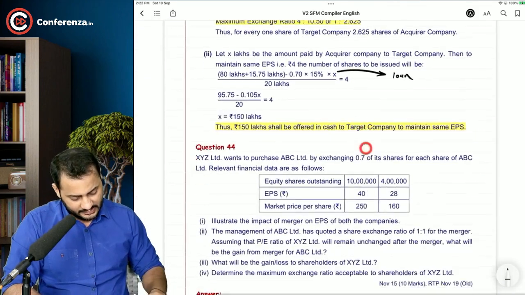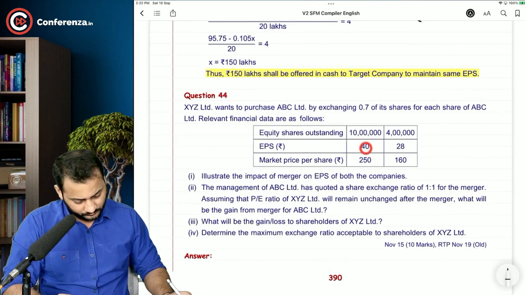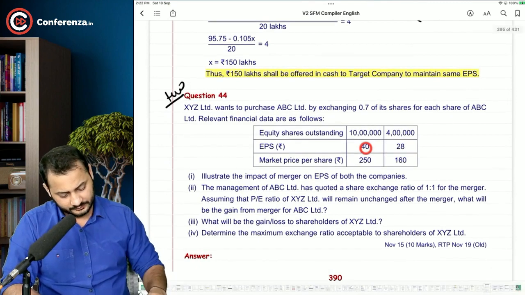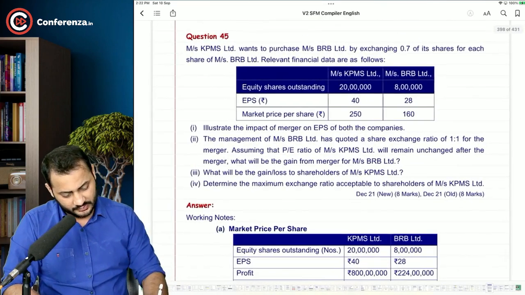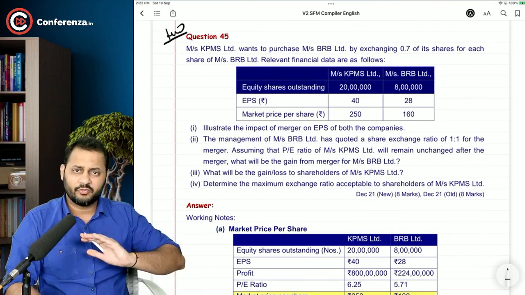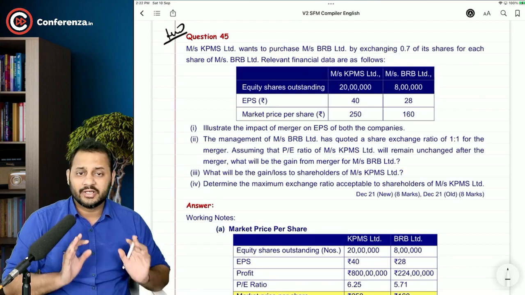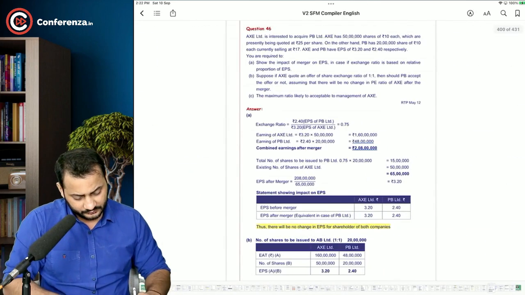Okay, sir. This is another question. You will take this as homework. Easy one. Similar to the previous, this is again the same. Question number 44 and 45 are exactly same. You can skip one question, in fact, one of the two questions.